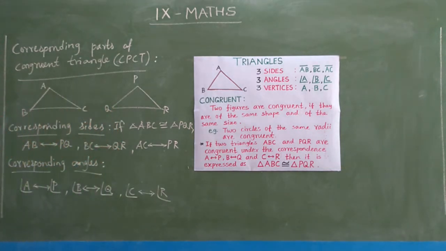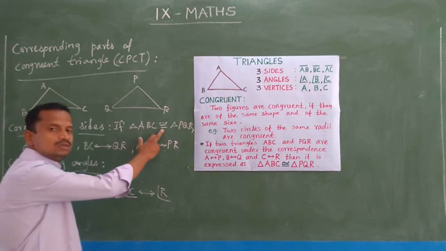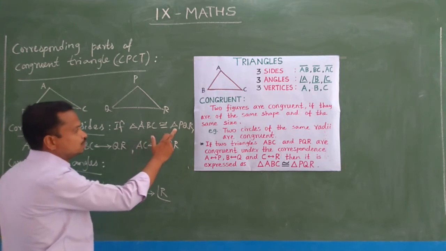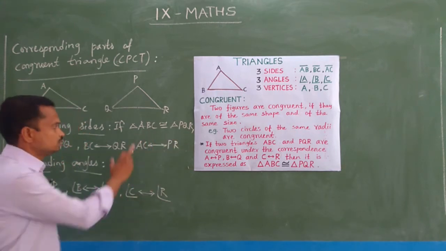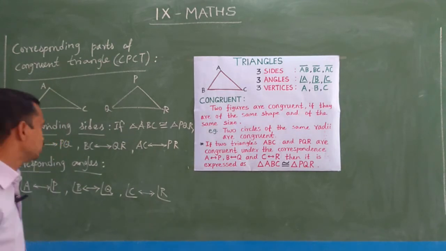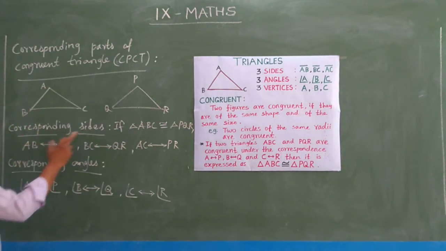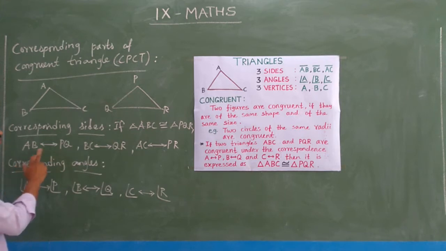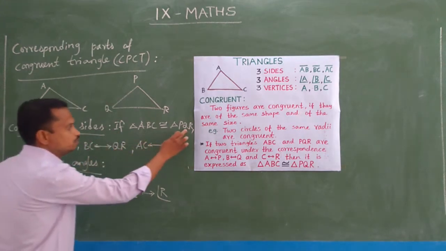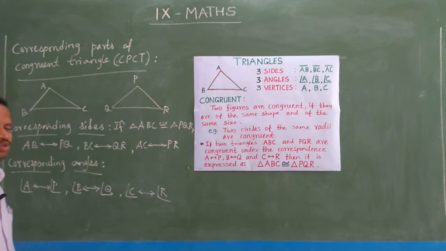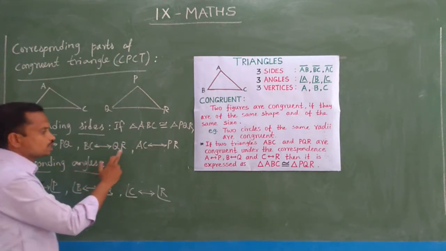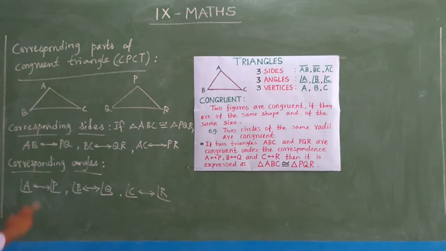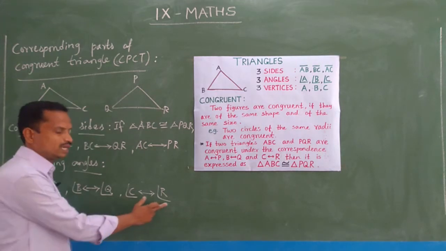So by the correspondence, if triangle ABC is congruent, this symbol represents congruent, to triangle PQR, triangle ABC congruent to triangle PQR, then corresponding sides we can write as AB, the first two letters AB and the next two letters PQ. So like that you have to choose the letters correctly. And BC to QR, AC corresponds to PR. And corresponding angles: angle A to angle P, angle B corresponds to angle Q, angle C corresponds to angle R.